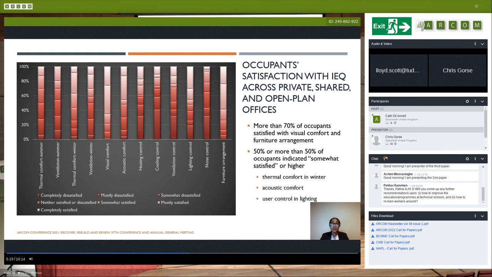However, occupants are less satisfied with ventilation due to lack of operable windows. Also, they are not happy with thermal comfort in summer and the control in heating, cooling, ventilation, and noise.